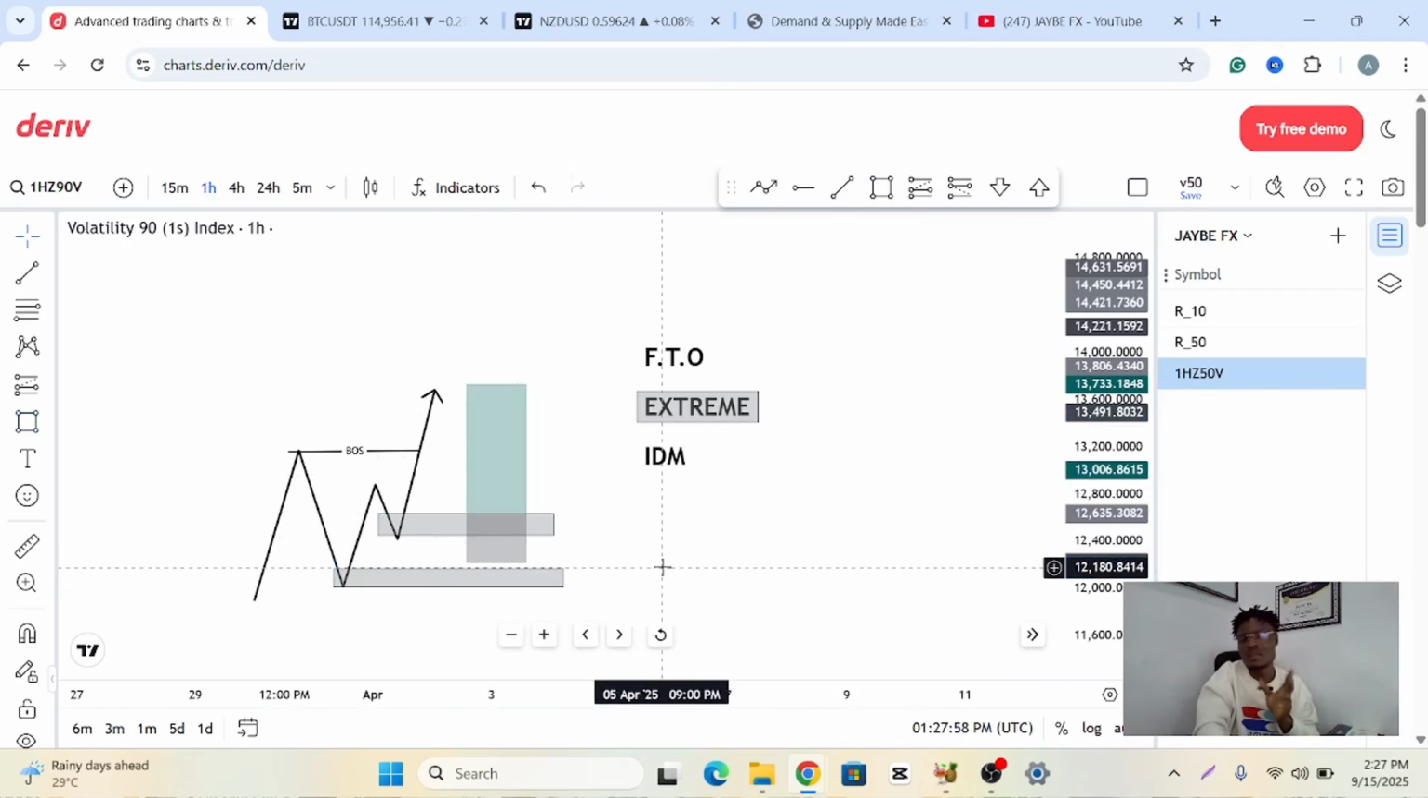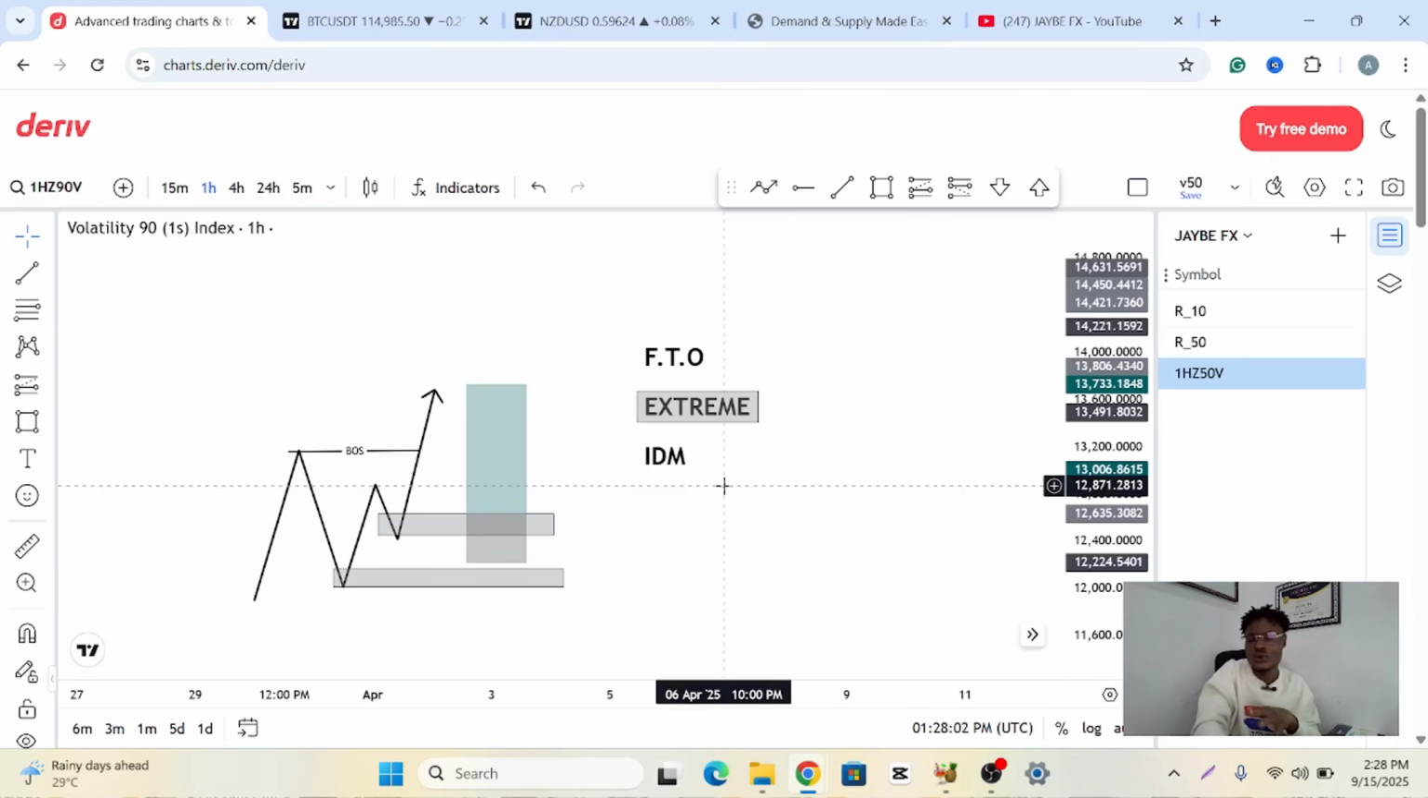And let me add one more tip to this. For you to correctly mark your extreme zones, your supply and demand, you have to get used to swing highs and swing lows. Swings are different from higher highs and higher lows. A swing is the external move in the market. I'm going to be making a video explaining what swing really means.